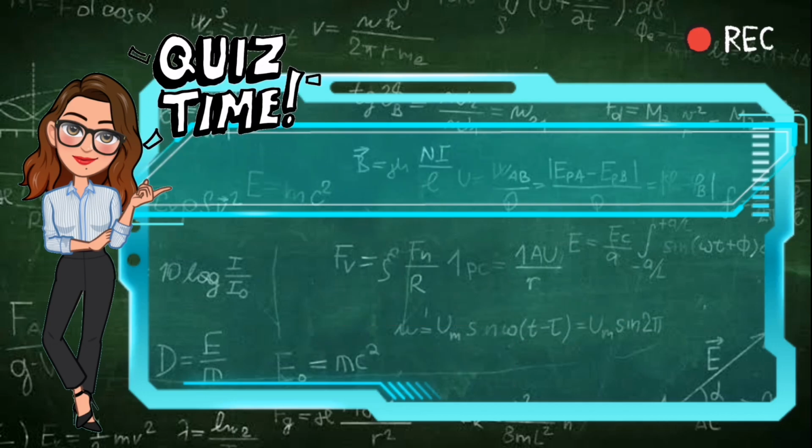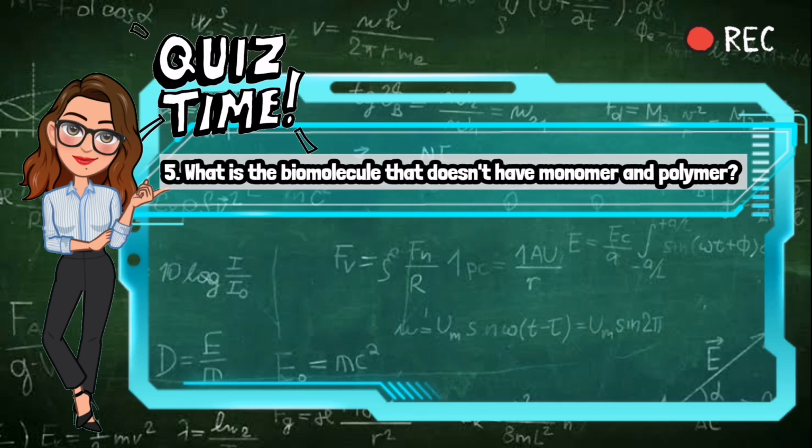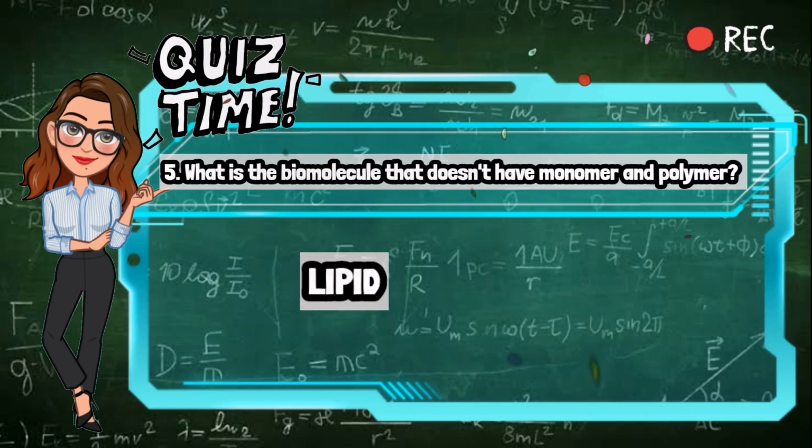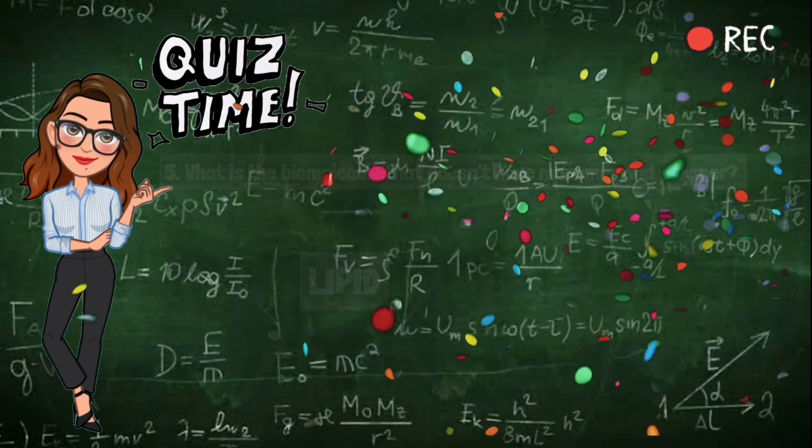This is fill in the blank. Number 5. What is a biomolecule that doesn't have monomer and polymer? The answer is lipid. Good job!